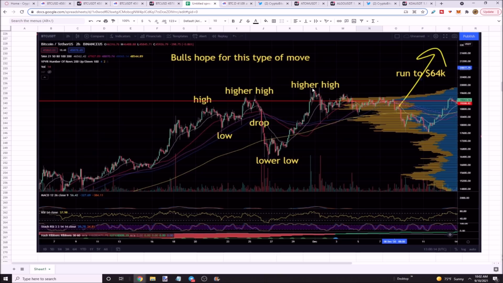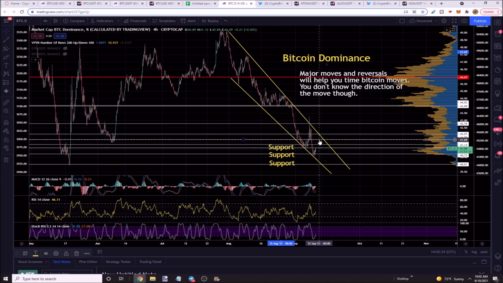And so the bulls need a higher high. After this move from 16,500 to 19,600, the bulls continued higher, ran to $64,000 Bitcoin. And this happened previously on the 2-hour chart. So this is just an idea that the bulls need this to play out. Bitcoin dominance trying to bounce here. There's an idea where you could see some bullish divergence play out on the RSI if you do get some upside confirmation.